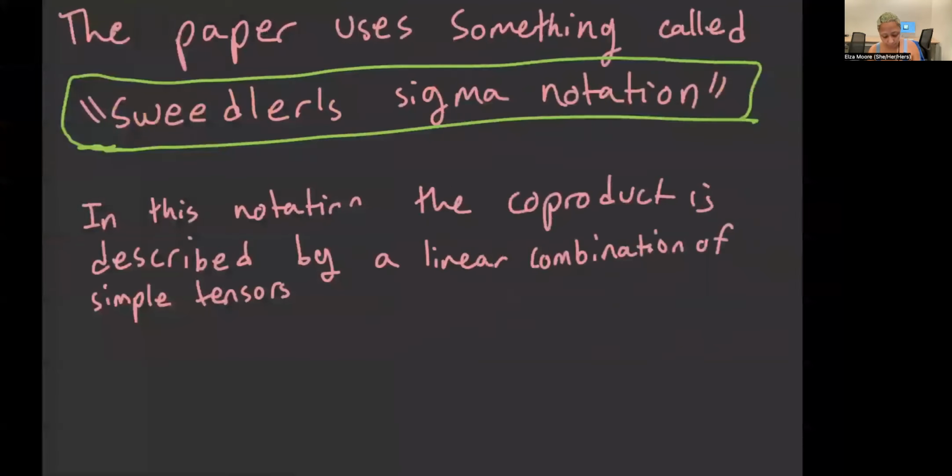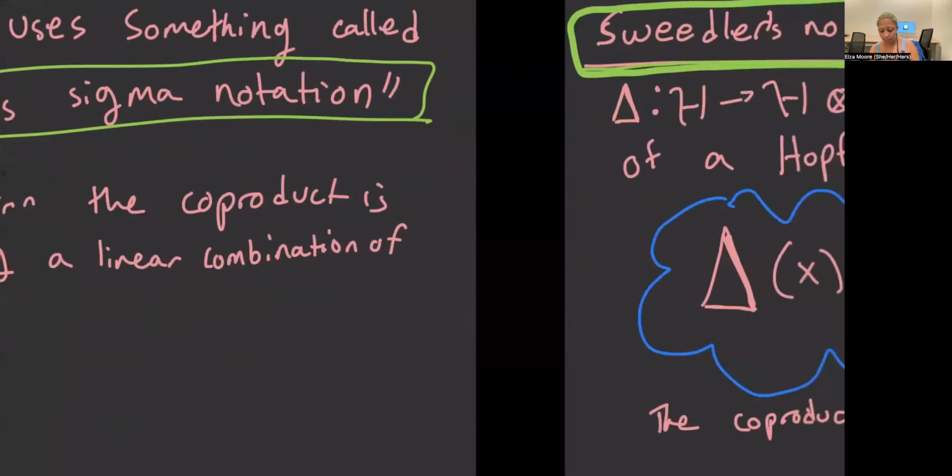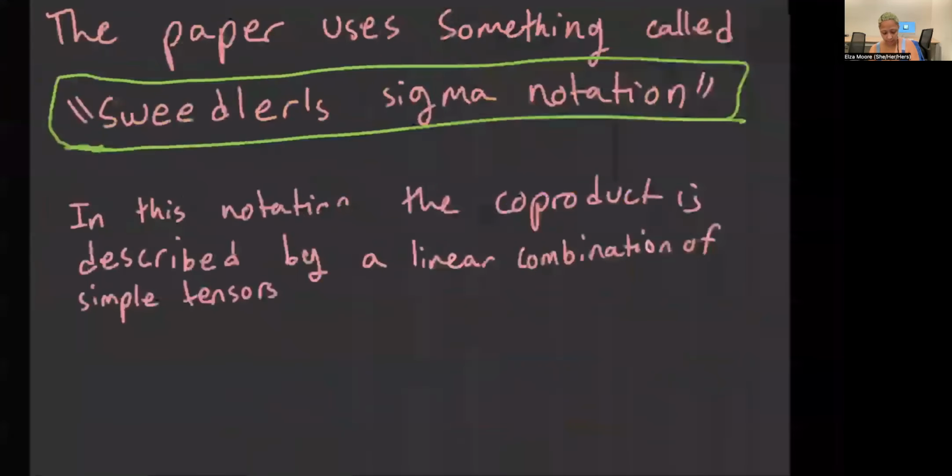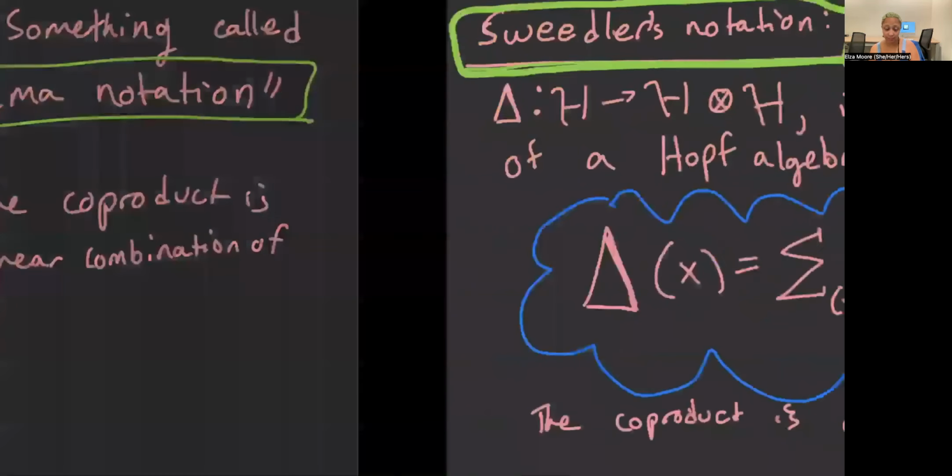So the paper uses something called Sweedler's sigma notation to talk about this. So I figured I'd go over it because it's a little confusing. In this notation, the coproduct is described by a linear combination of simple tensors. So I'll show you an example here that is in the paper that says this delta, the coproduct of a Hopf algebra H, can be described as delta that takes a value x, and it does this kind of summation of the simple tensors, the linear combination of these simple tensors.